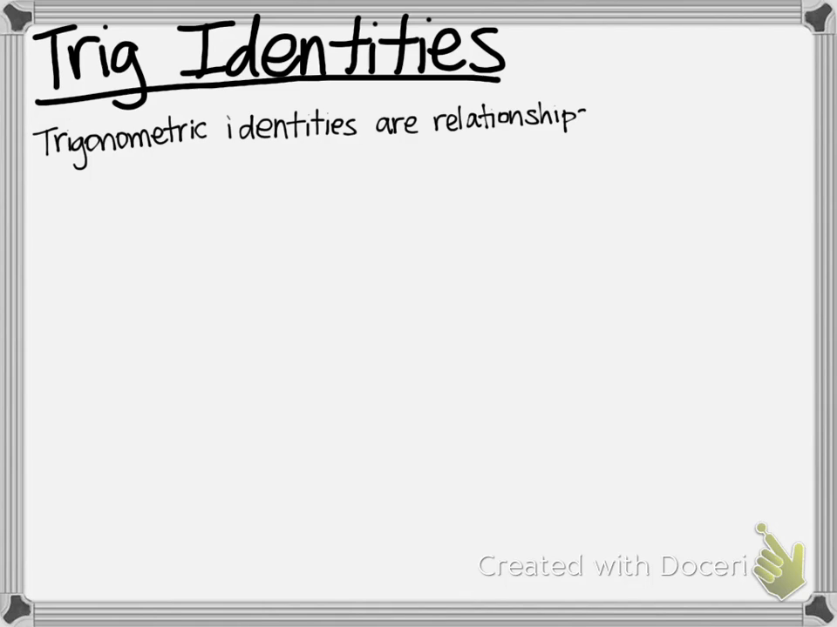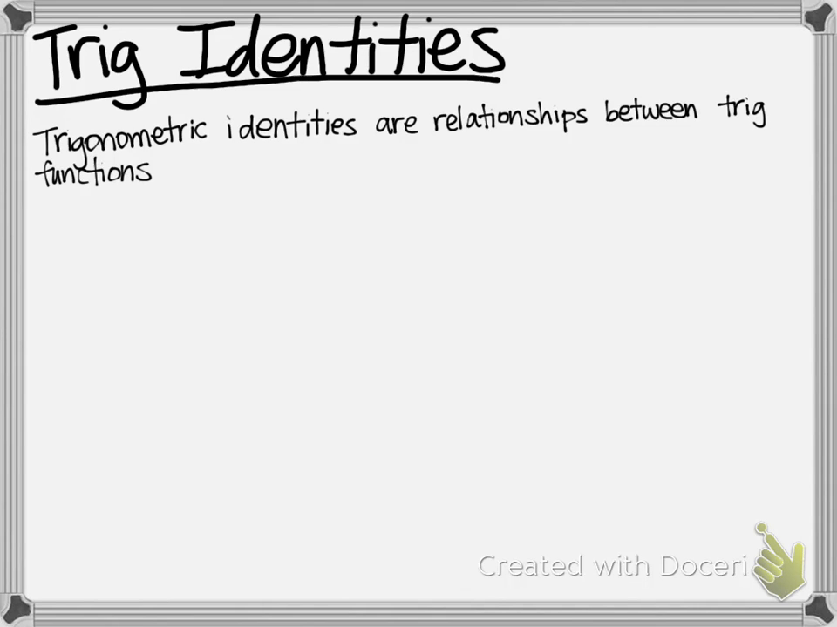Sometimes we are able to use some identities to help us solve problems. There's a ton of identities. Specifically right now, we're going to look at the Pythagorean identities. Essentially, the identities are just relationships between the trigonometric functions.